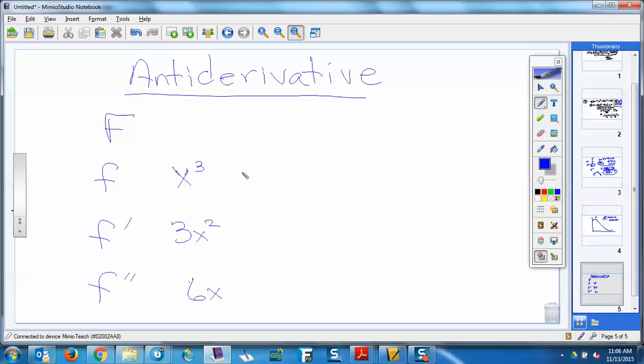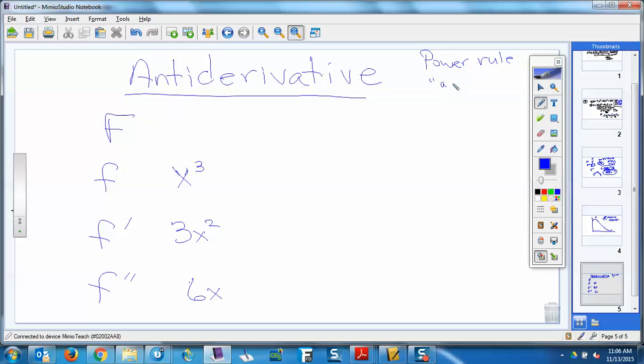Decrease the power by 1. So let's do that in reverse and do the opposite. First would be increase the power by 1 and then divide by the new power. So for now this is just the power rule, right? Because this wouldn't make any sense for sine or cosine if we're doing the antiderivative. But just for the power rule, that's all we're talking about.